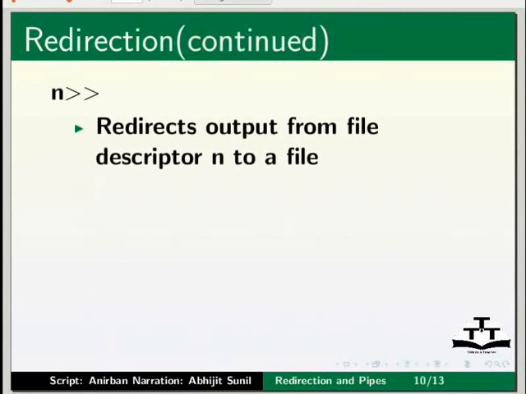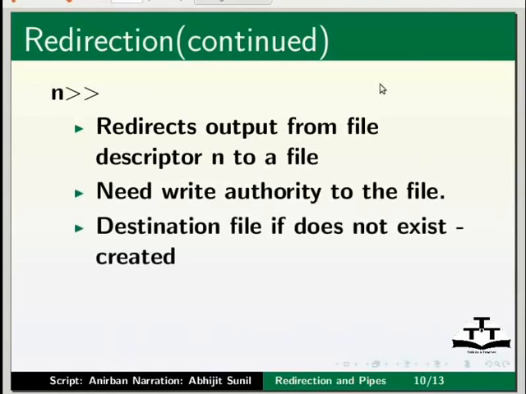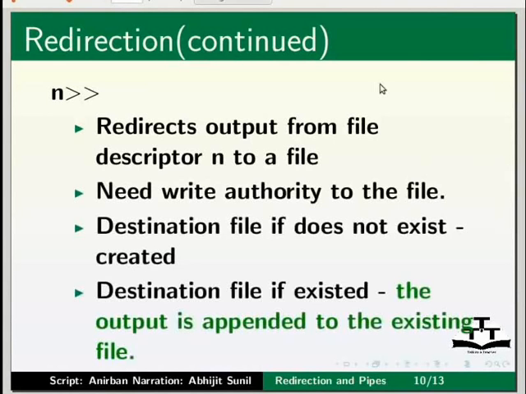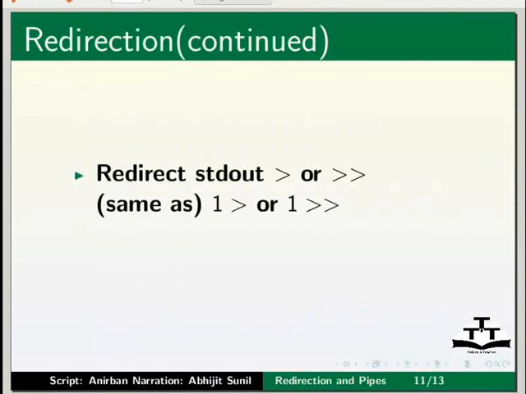N double right angle bracket also redirects output from file descriptor n to a file. Again, you must have write authority to the file. If the file does not exist, it is created. If it does exist, the output is appended to the existing file. The n in n single right angle bracket or n double right angle bracket refers to the file descriptor. If it is omitted, then standard output, that is file descriptor 1, is assumed. So, just the right angle bracket is same as one right angle bracket, but to redirect error stream, you have to use two right angle bracket or two double right angle bracket.